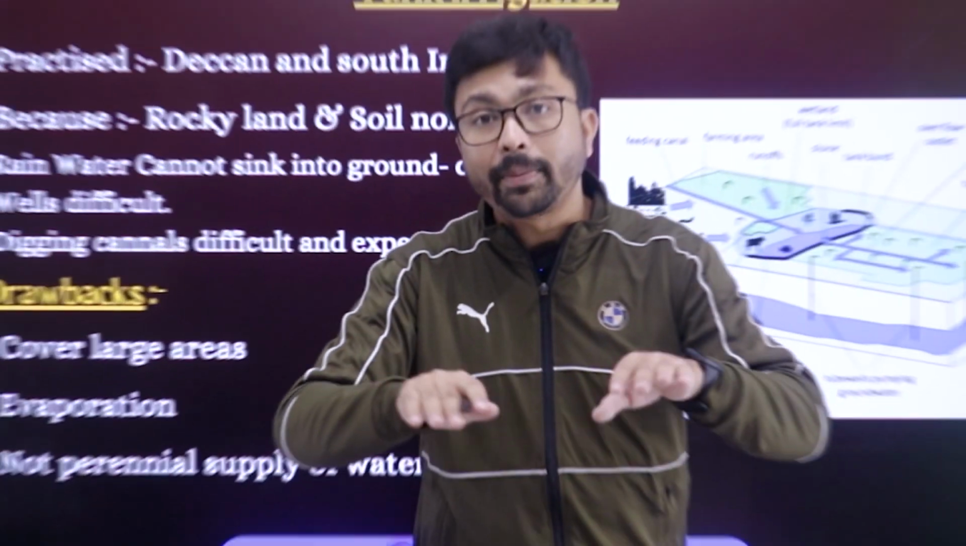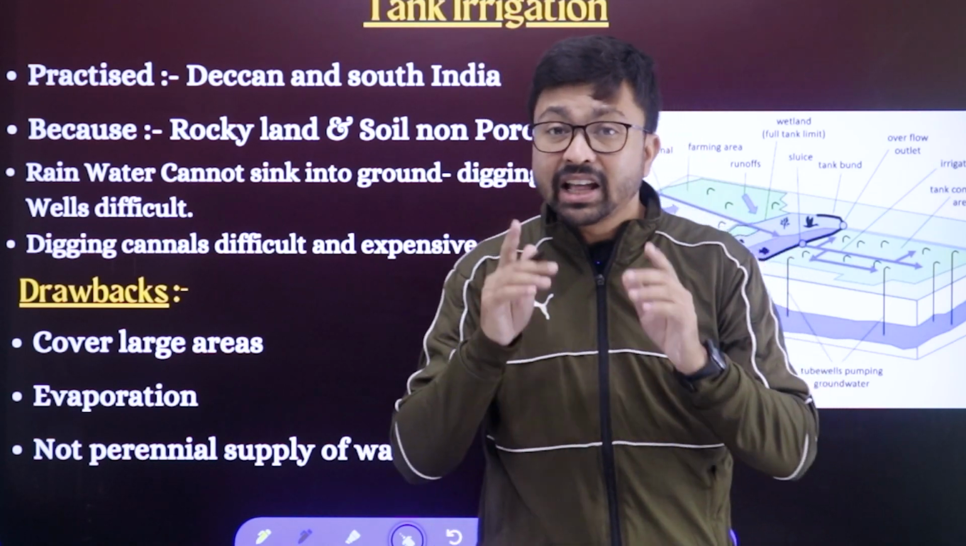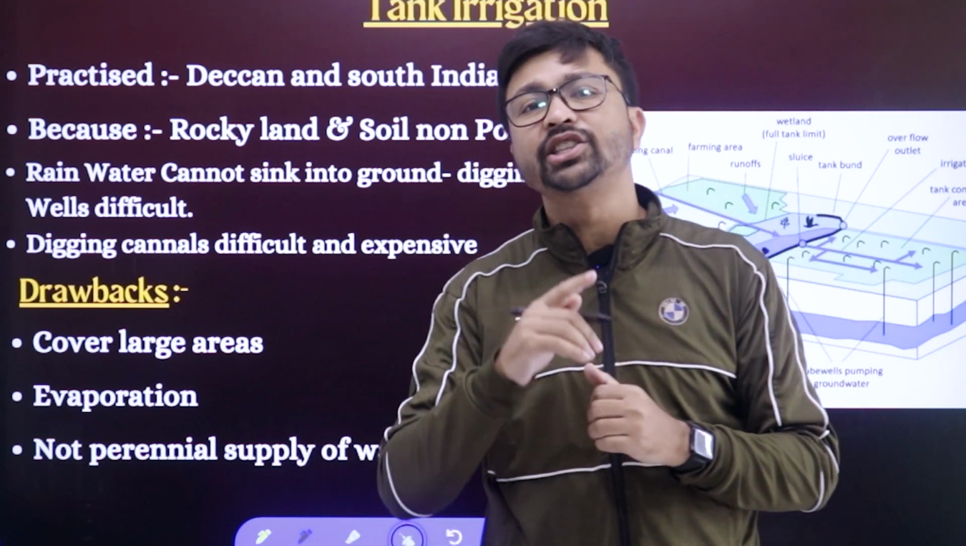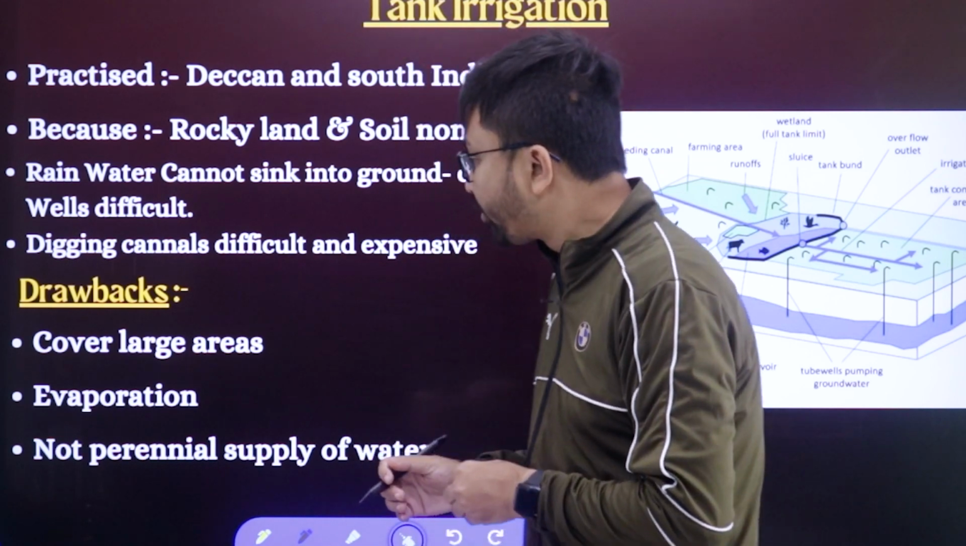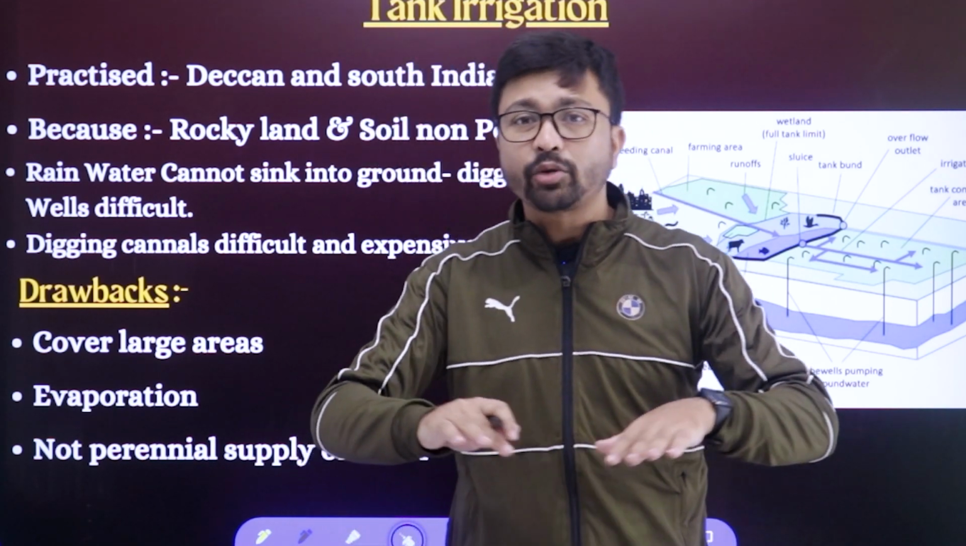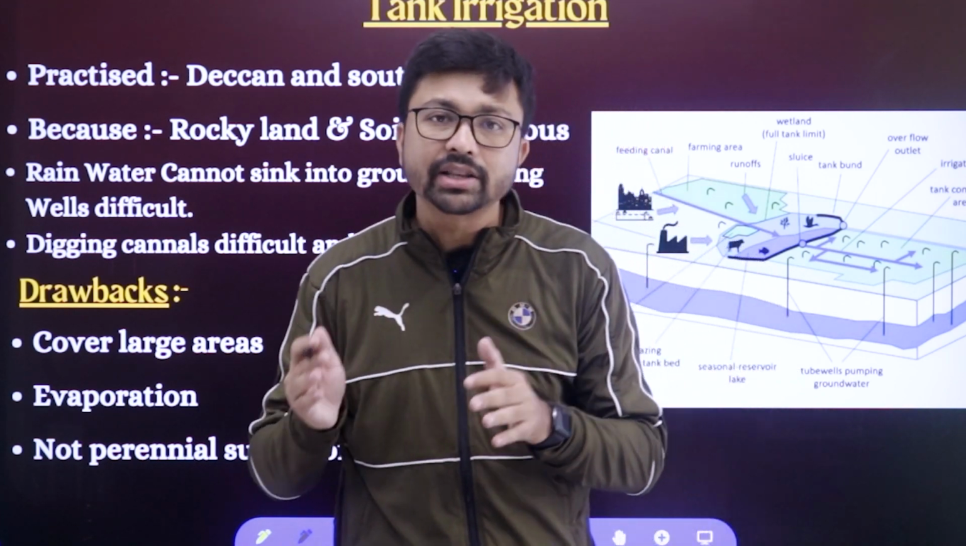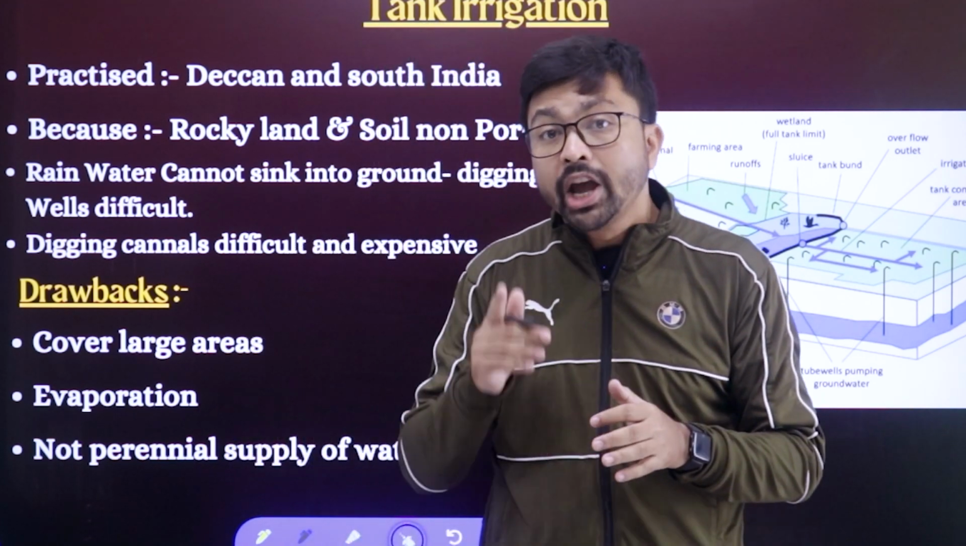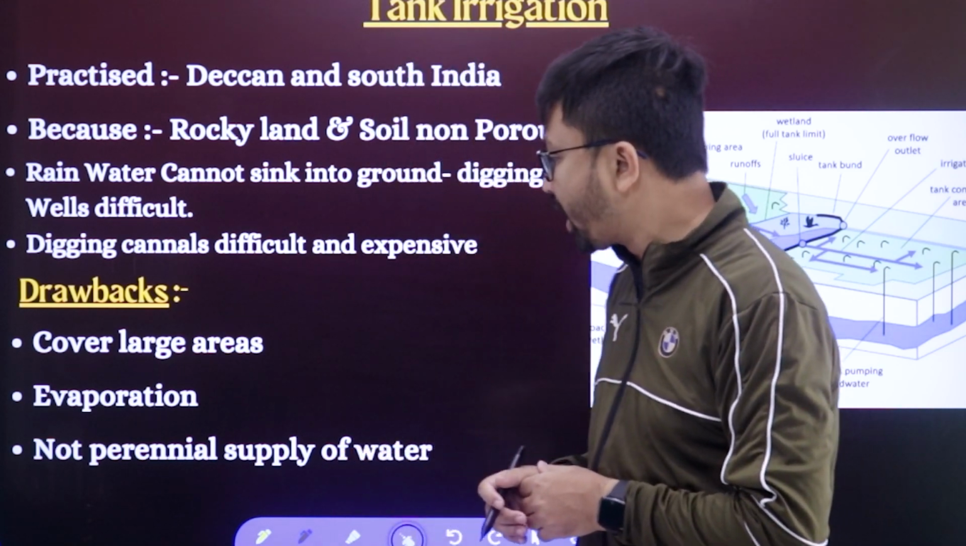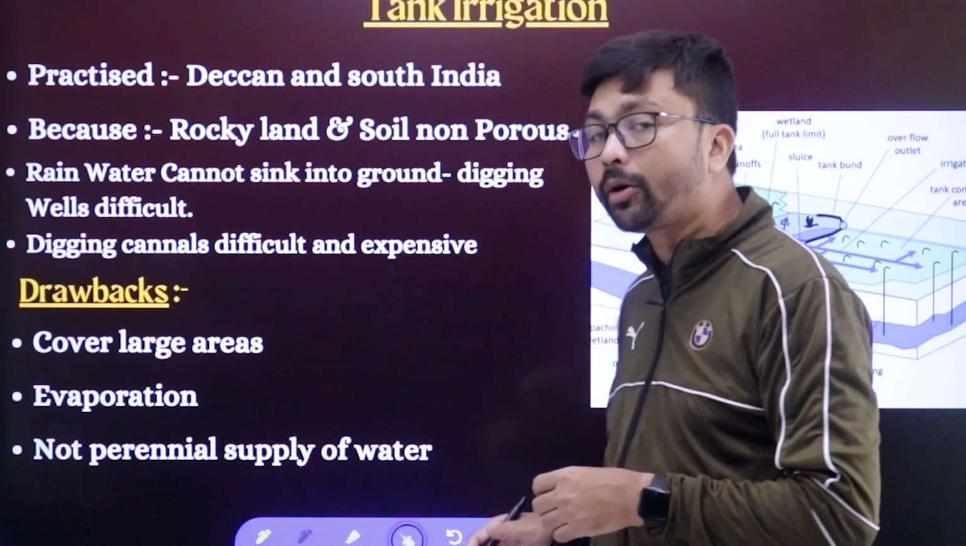Now, what are the disadvantages of tank irrigation? First of all, it covers a larger area. As a result, that area cannot be utilized for any other activities, right? Next one, evaporation. As the water surface area is much more, and sunlight is much stronger in the southern part of India, evaporation will also be very high.